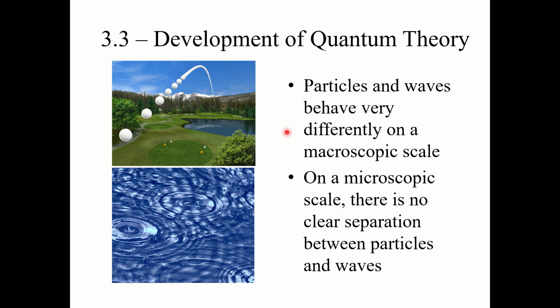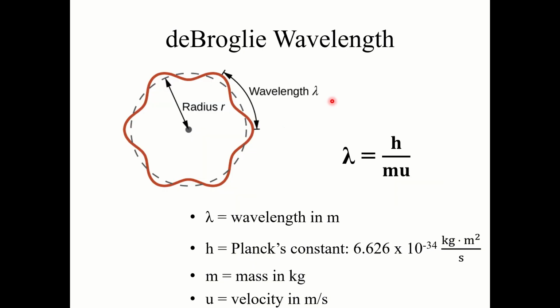So this is an interesting dichotomy, that light is both at the same time. And actually, when you get down to a small enough scale, matter is the same thing. There is no clear separation between particles and waves, so matter itself can be seen as both a particle and a wave. What's interesting here is we can actually calculate the wavelength that matter has. This is called the de Broglie wavelength, and it is calculated using this equation here.